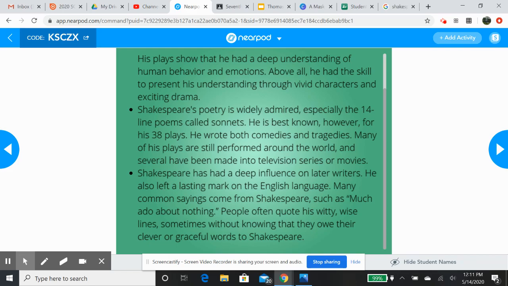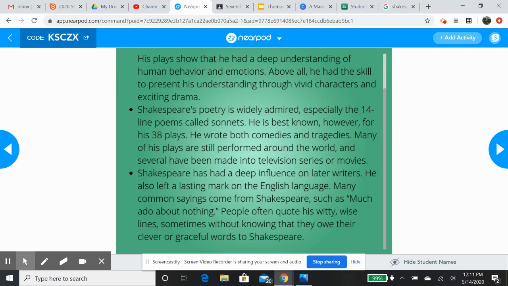Romeo and Juliet has been made. Hamlet, I know, has. There's a bunch of them that have been made into movies or television series. He also had a deep influence on later writers. He also left a lasting mark on the English language.